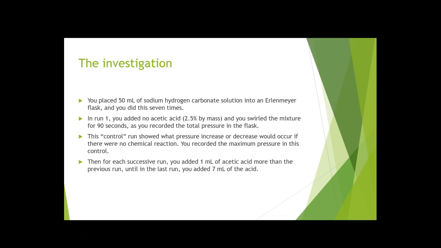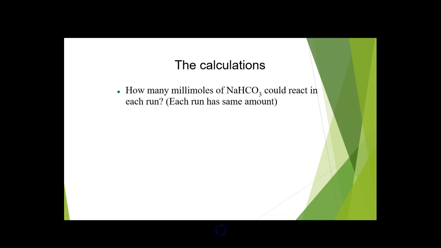Then for each successive run, you added 1 milliliter of acetic acid more than the previous run, until in the last run you added 7 milliliters of the acid and recorded the pressure. The graphs you produced on one set of coordinate axes are on a later slide. Let's talk about the calculations.